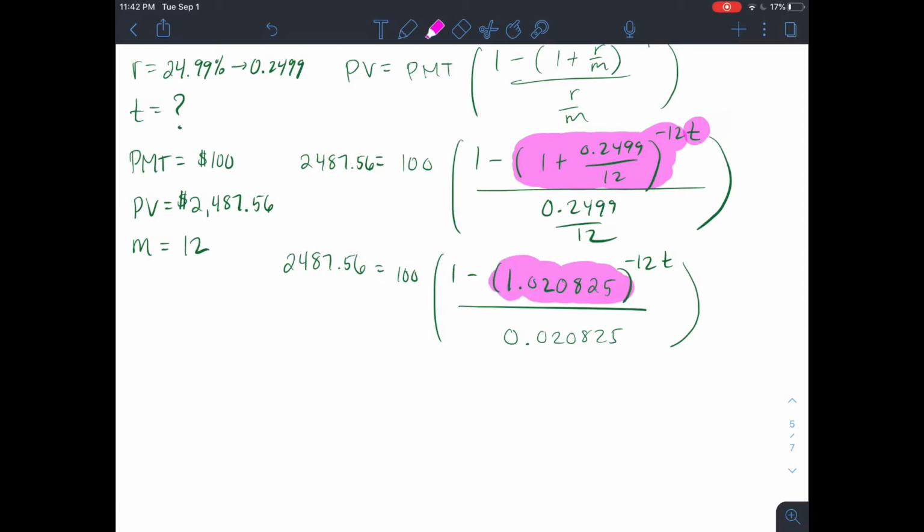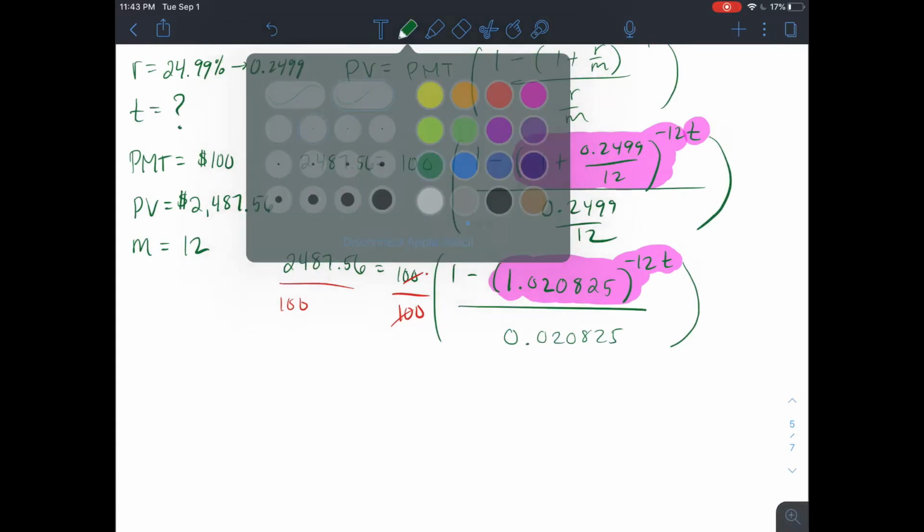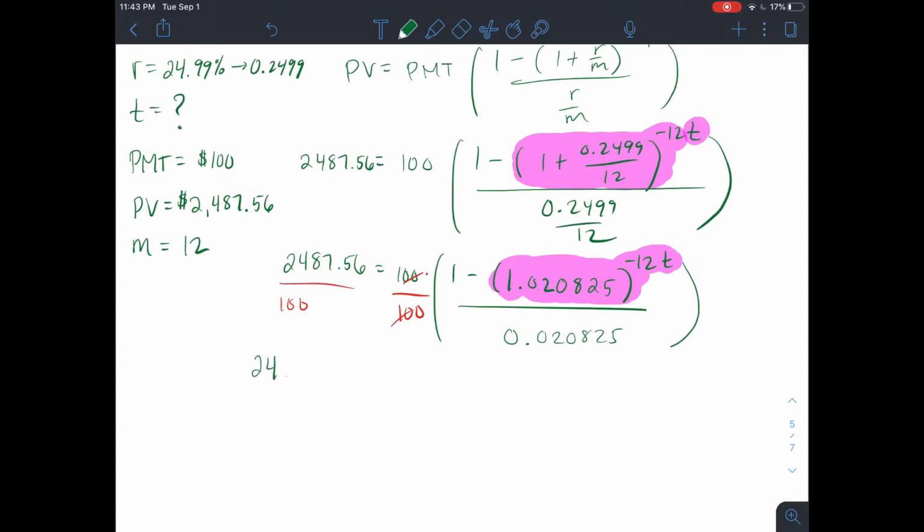Alright, so I'm going to keep highlighting the part that we're going to isolate. Okay, so this math expression, its exponent has that variable t that we're trying to solve. So we're going to isolate that. So let's get everything else around it out of there. So for this big parenthesis, I can actually divide both sides by 100 because that's multiplication by 100. And those will cancel. So here on the left hand side, I am going to get 24.8756 is equal to 1 minus 1.020825 raised to the negative 12t, all over 0.020825. Okay, I'm going to keep highlighting the part we're trying to get all by itself.